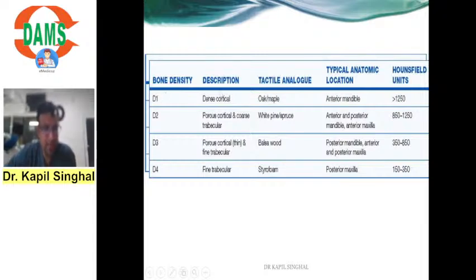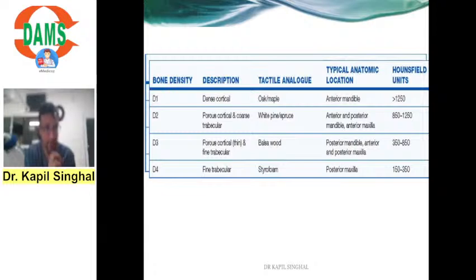So a D1 bone is a dense cortical bone. It is compared to oak or maple. What Misch has done is compare different types of bone to different woods. So D1 is oak and maple type. It is seen mostly in the anterior mandible. And if you want to see the strength of this bone, the CT value, the Hounsfield value in those regions is more than 1250. So they give you a question: the HU value of 1450, what kind of bone is it? You need to remember, it is D1 bone.